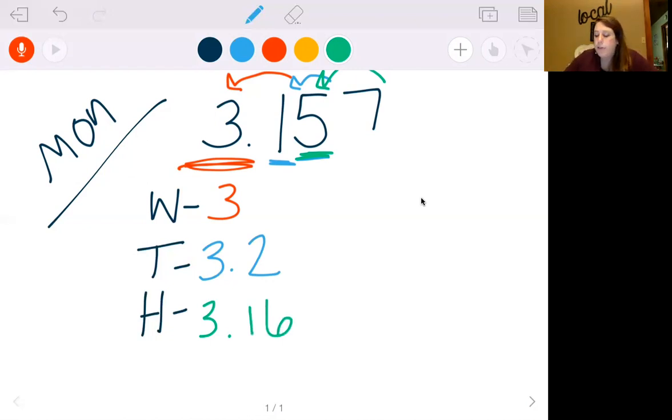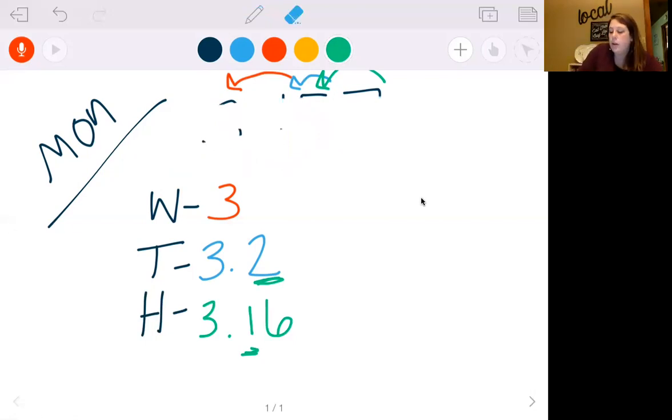Some people were confused on why I would have 2 here and 1 here. Don't even think about that. Don't even think about those going together because they don't. They're totally separate rounding problems. Okay, so let's try another one.